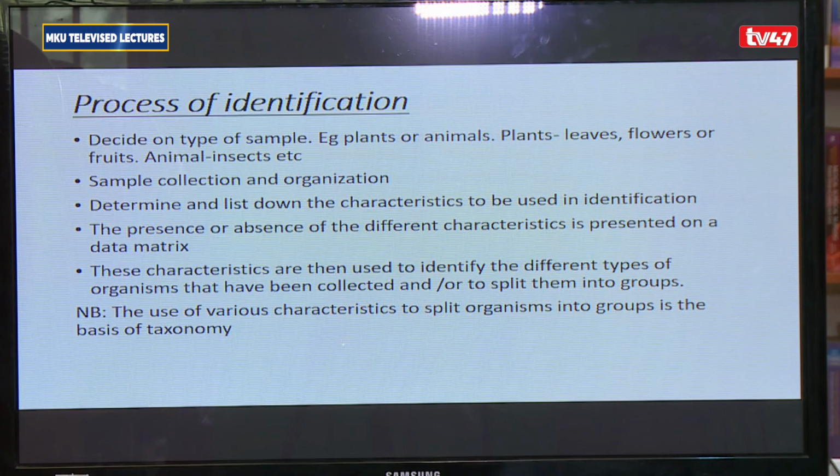Once that is in place, step five: you now look at the organisms that you have and use the characteristics to identify and split the organisms into groups. So those with similar characteristics are put in the same group. And that basically forms the basis of taxonomy. That splitting of organisms into groups based on their characteristics is the basis of taxonomy.